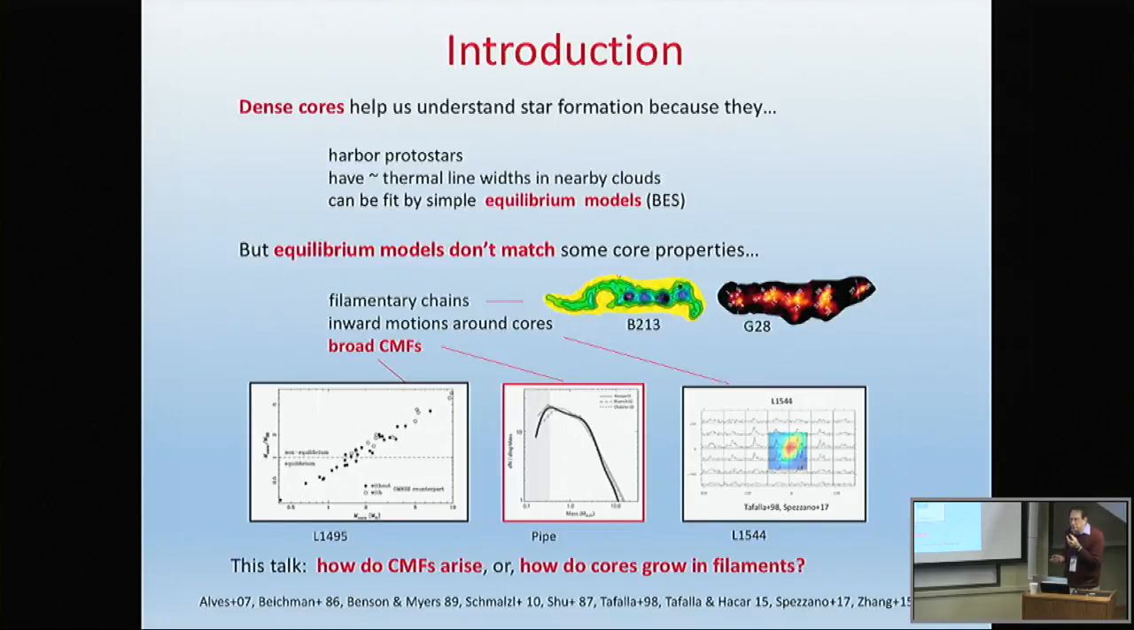Then you would expect, if they were like Bonnor-Ebert spheres, that they would all have masses close to the Jeans mass. So why such a big spread? That gives motivation for this talk. How do core mass functions arise, or how do cores grow in filaments?